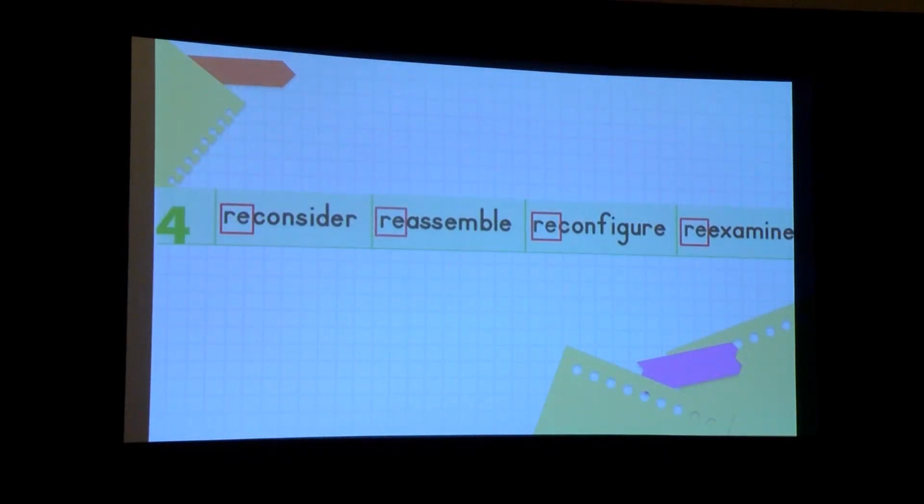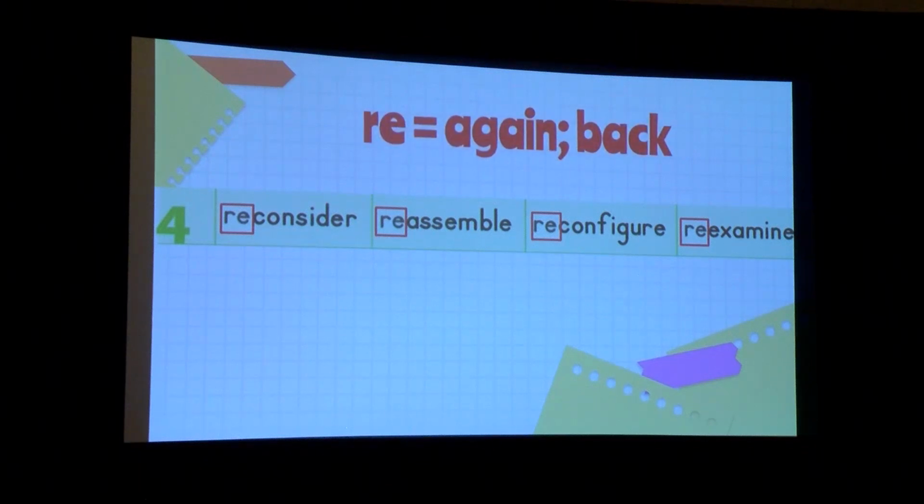we have another prefix that is re. So if you want to go ahead and identify and box the prefix in each one of those words in line 4, we have reconsider, reassemble, reconfigure, and reexamine. Can anybody tell me what is the meaning of the prefix re? Anybody remember from earlier? Yeah, to do something again or to go back.